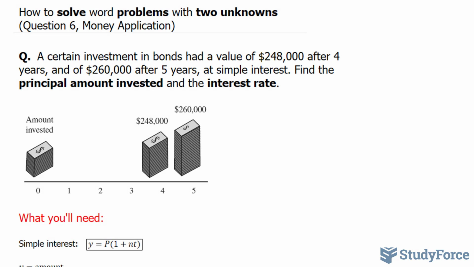So we have an investment that was made 4 years ago. We don't know how much was invested initially, and we don't know at which rate, but we do know that after 4 years, $248,000 was obtained, and after 5 years, $260,000, which is a jump of $12,000. Our goal is to construct two equations because there are two unknowns here.